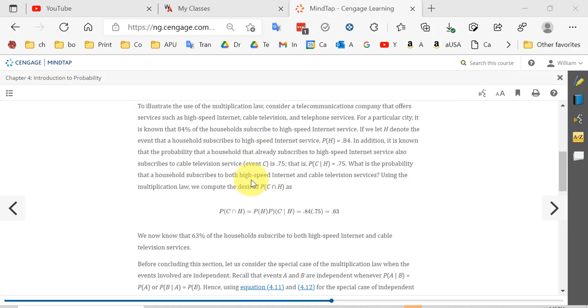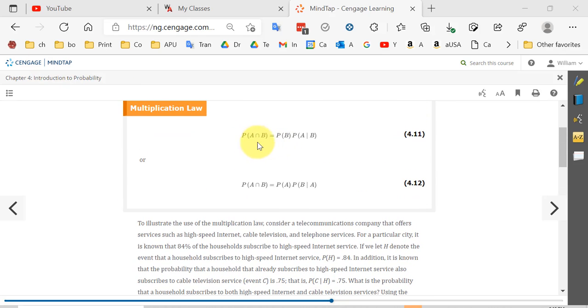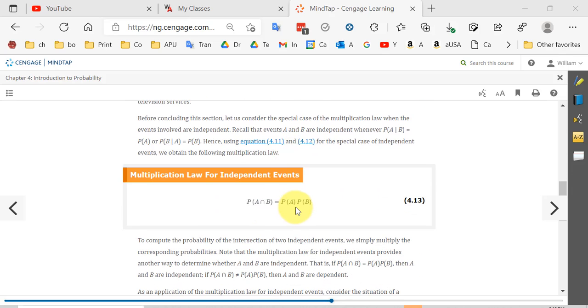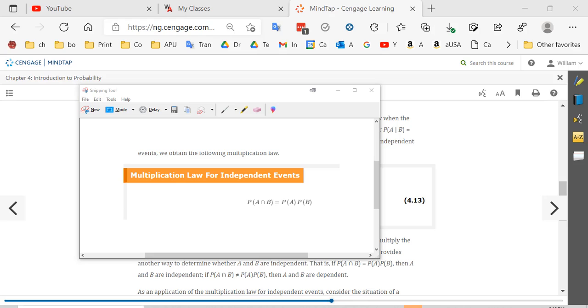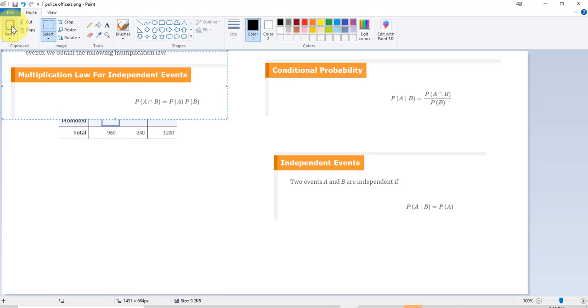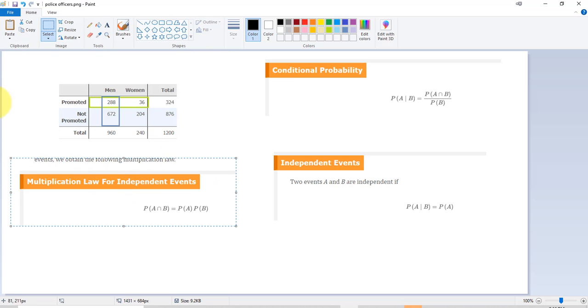What is always true is up above. The probability of A intersect B is this times that, but when they're independent, this just becomes the probability of A. So we just get the probability of A times the probability of B, and that's if they're independent, and that's this. So let's copy that and put that on the board. There it is, a very nice rule, but it's only true when A and B are independent.